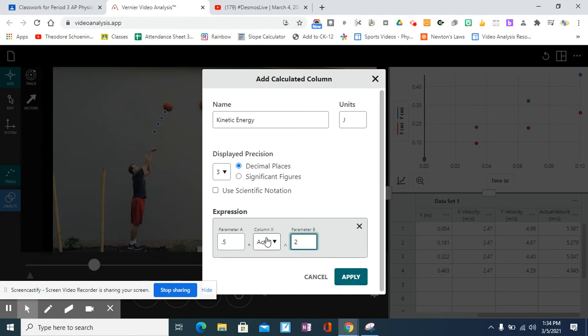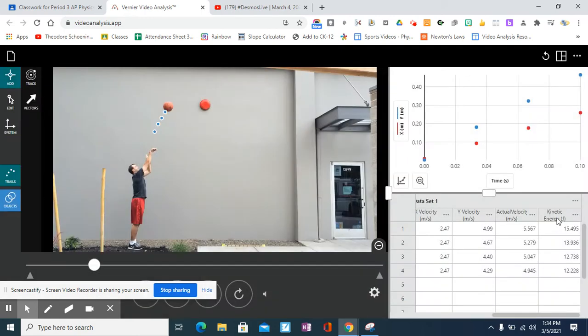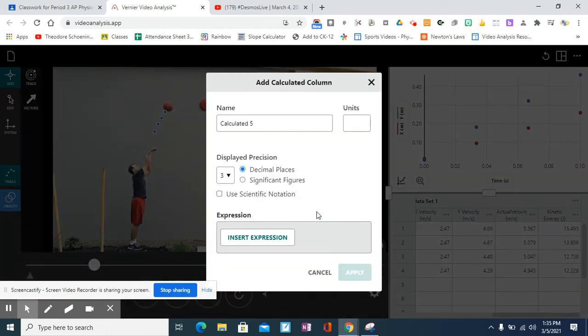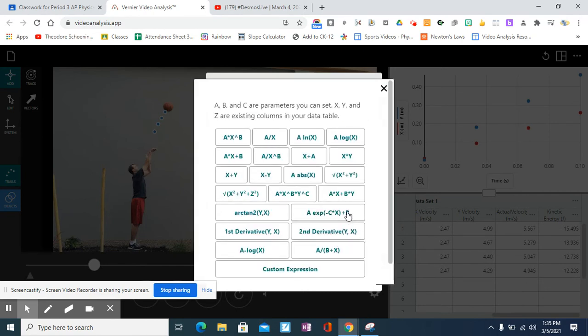So we have 1/2 times the velocity squared. We hit apply, and that creates a kinetic energy column for us, and it also calculates that value, which, by the way, we see is getting smaller as time goes on. The next term that we need is we need to now look at the potential energy, or technically gravitational potential energy. I'm not going to write gravitational because I know it's not elastic, so I'll call it potential energy. That's joules. I'll hit insert expression here.